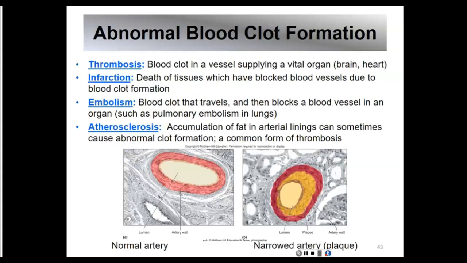A thrombosis is a blood clot in a vessel supplying a vital organ. Infarction is death of tissue which has had blocked blood vessels due to clot formation. Embolism is a blood clot that travels and then blocks a blood vessel in an organ, such as a pulmonary embolism in the lungs. Atherosclerosis is an accumulation of fat in the arterial linings and can sometimes cause abnormal clot formation. It's a common form of thrombosis.